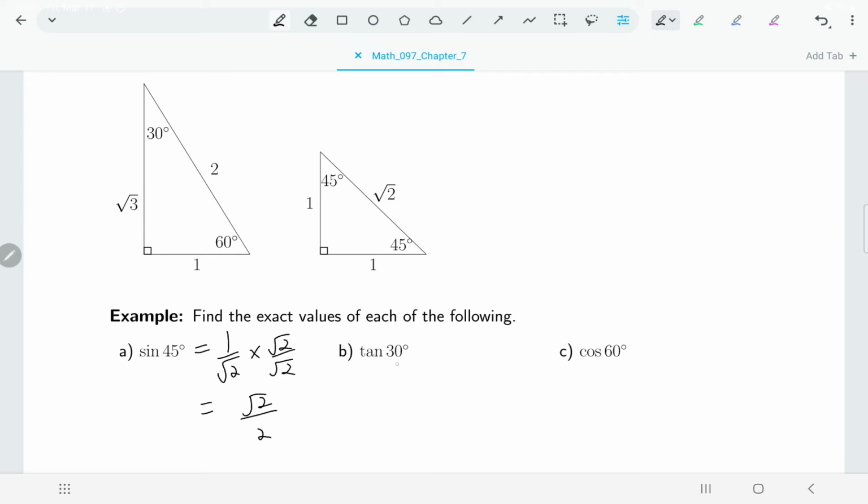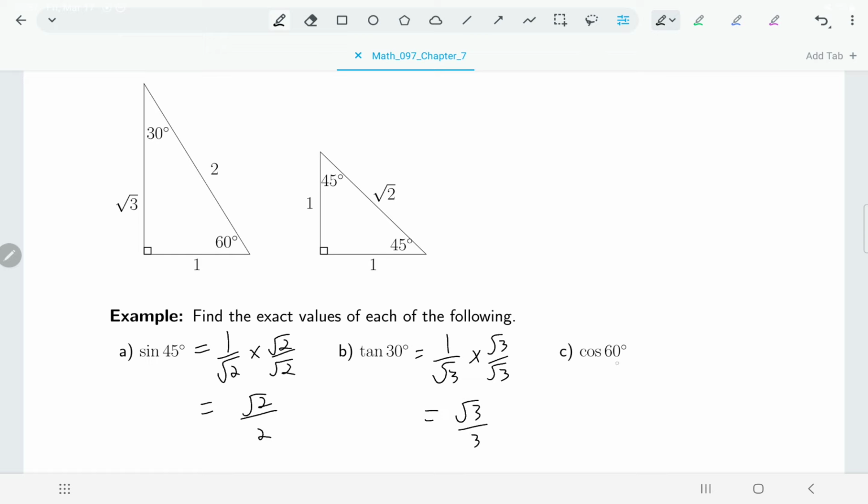If you want tangent of 30 degrees, that's my special triangle, my 30, 60, 90 triangle. For 30 degrees, the opposite side measures 1, and the adjacent side measures root of 3. And I know for tangent of 30, opposite over adjacent should be 1 over root of 3, which of course, once you rationalize your denominator, gives us root 3 over 3.